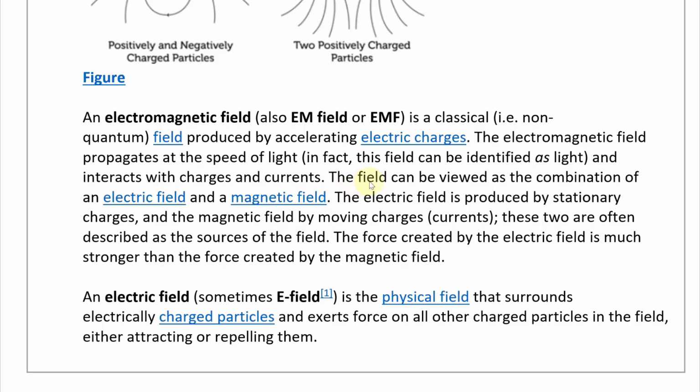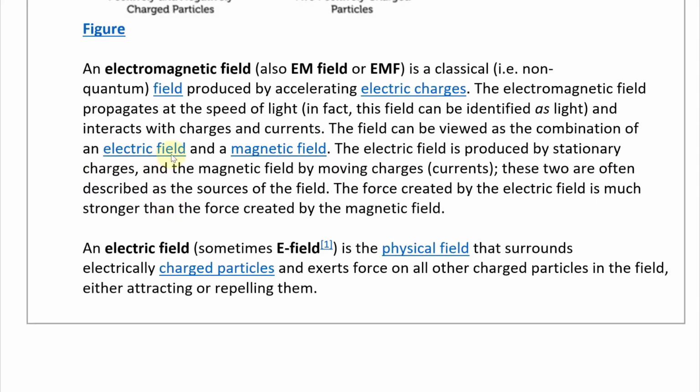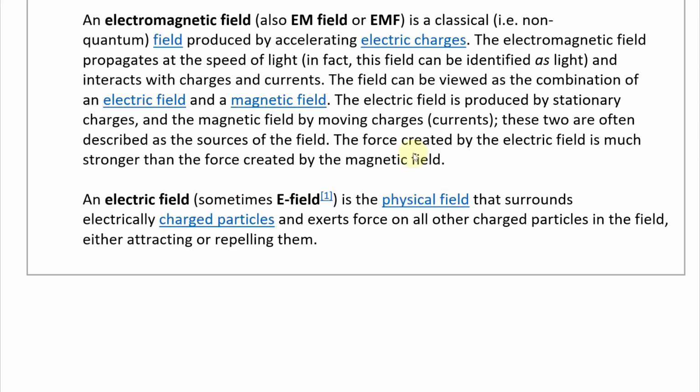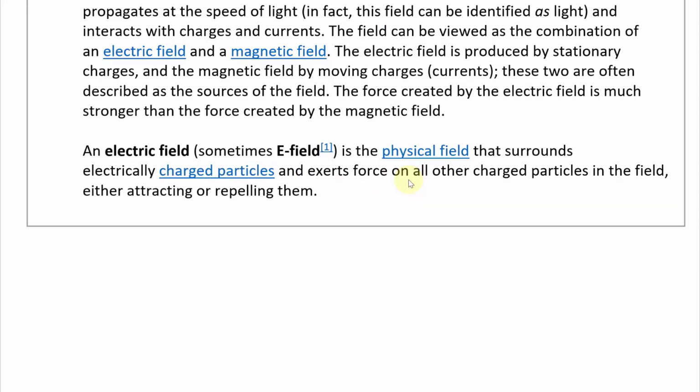Currents are just moving charges. The field can be viewed as the combination of an electric field and a magnetic field. The electric field is produced by stationary charges and the magnetic field by moving charges or currents. These two are often described as the sources of the field. The force created by the electric field is much stronger than the force created by the magnetic field.